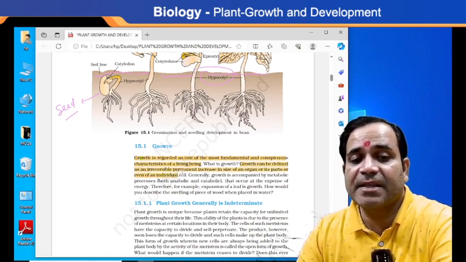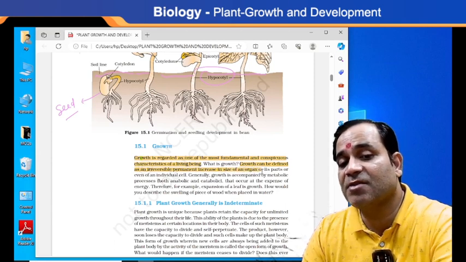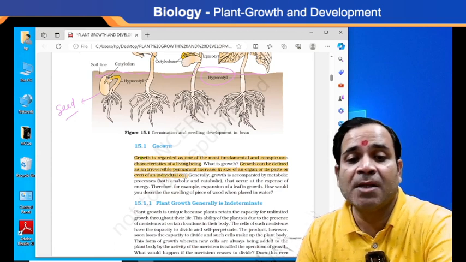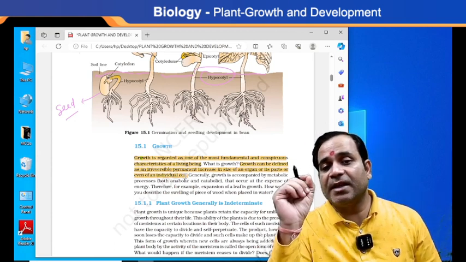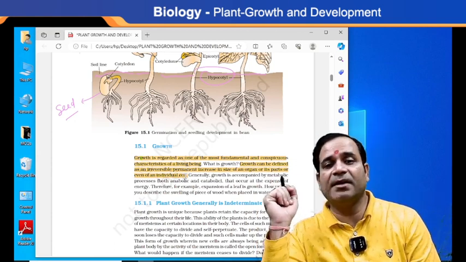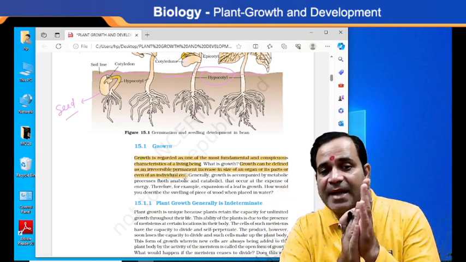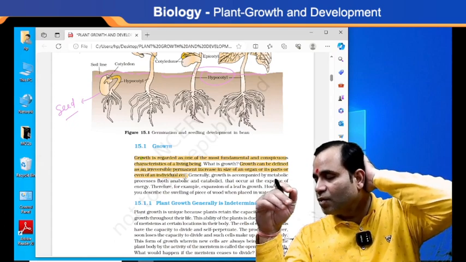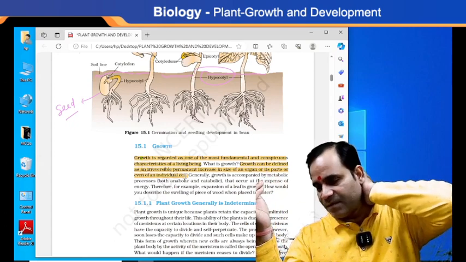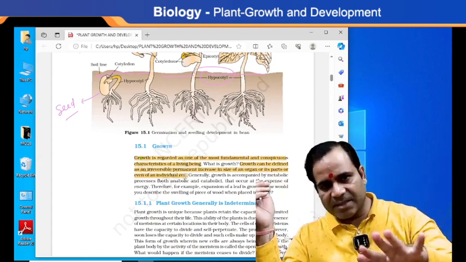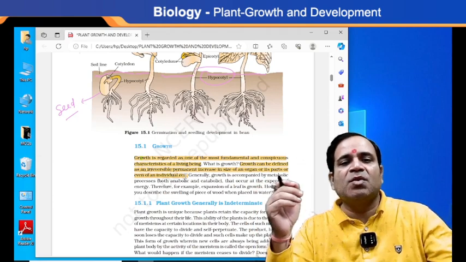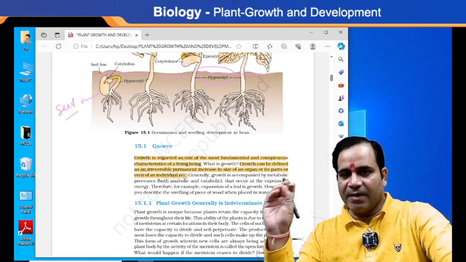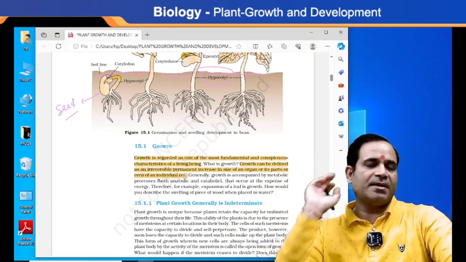as an irreversible permanent increase in size of an organ or its parts or even of an individual cell. So if anybody asks you about the term growth, you can define it in this way. Growth can be defined as an irreversible permanent increase, because we all know that once there is an increase in any part of the plant, it cannot be reversed back. Am I right? Yes.